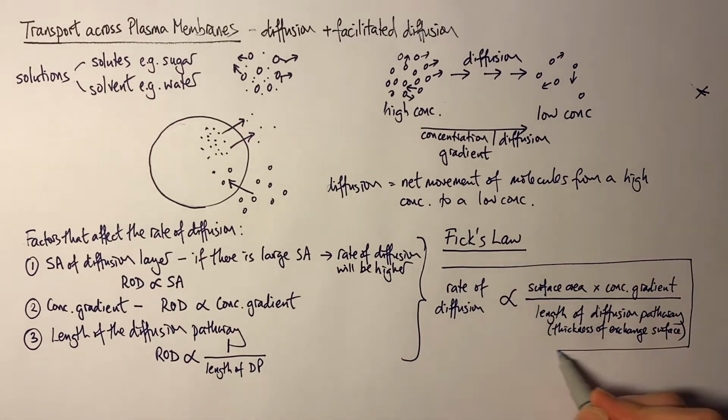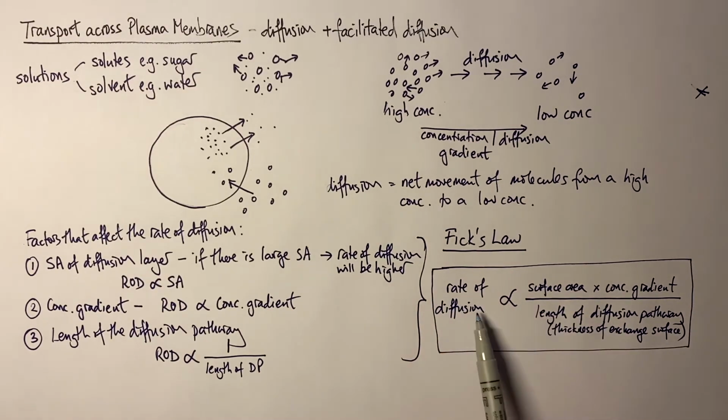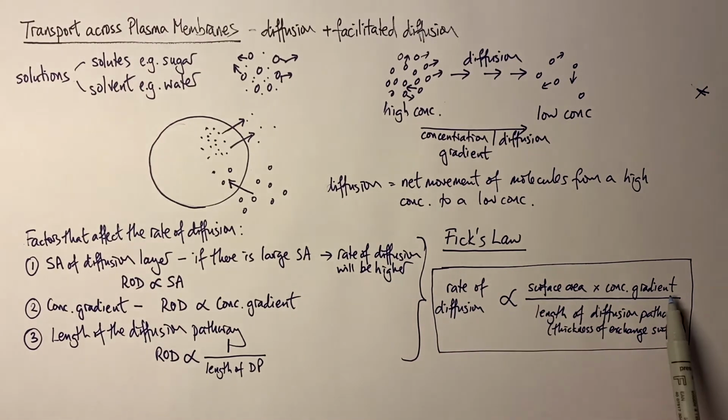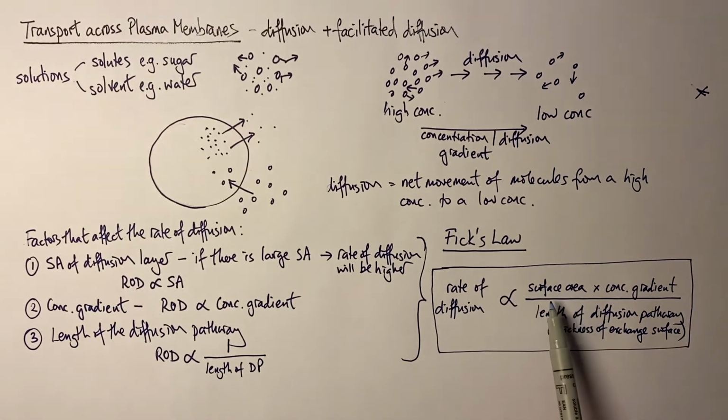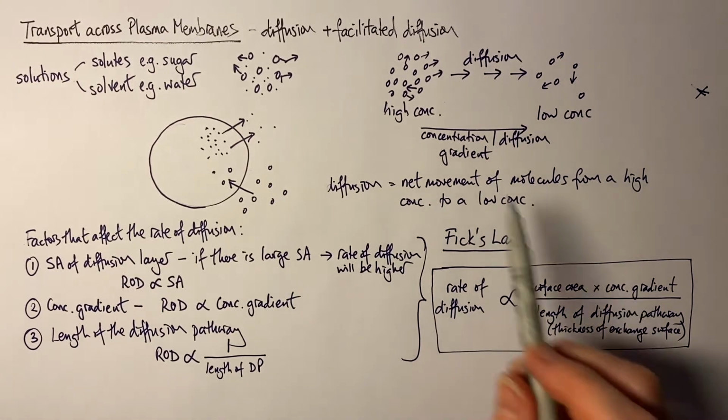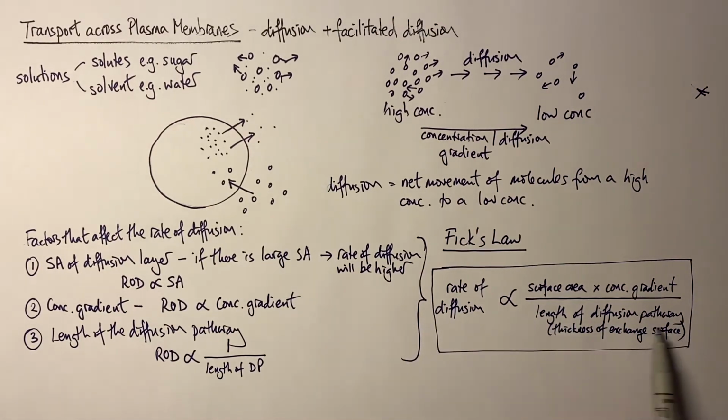That's Fick's law. Now what is important here is that the rate of diffusion is not equal to that. So if you calculate the surface area, you calculate the concentration gradient, you measure the length of the diffusion pathway, and you put all those numbers into that, you wouldn't get a number that is the rate of diffusion. However, if you got a number and then you change one of these, if you doubled the surface area, then the number that you get then would be double the original one. So proportional to is not the same as equals to.